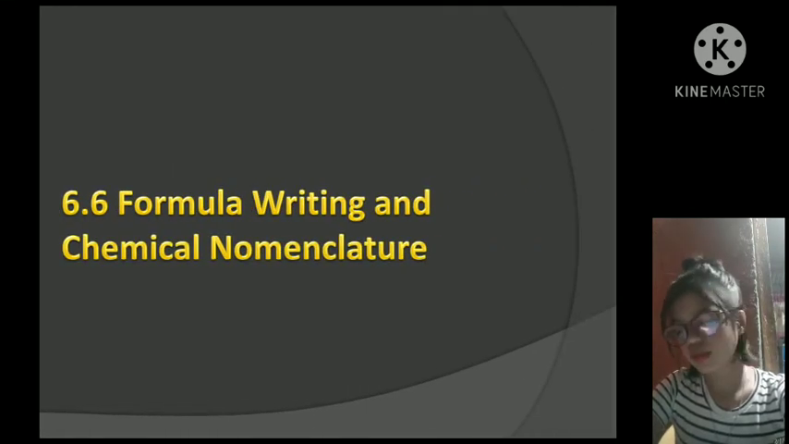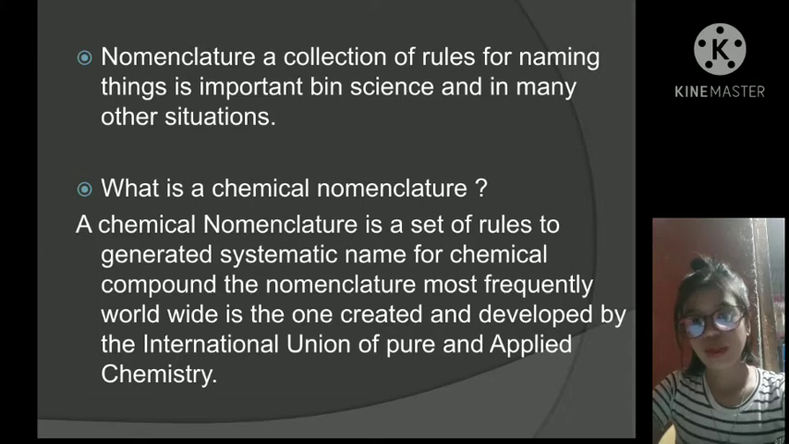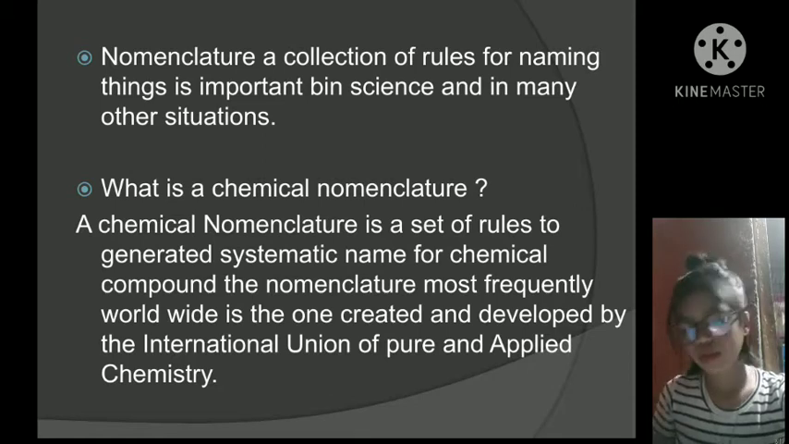6.6 is all about formula writing and chemical nomenclature. Nomenclature is a collection of rules for naming things, and it is important in science and many other situations. What is the purpose of chemical nomenclature? A chemical nomenclature is a set of rules to generate a systematic name for a chemical compound. The nomenclature most frequently used worldwide was created and developed by the International Union of Pure and Applied Chemistry.